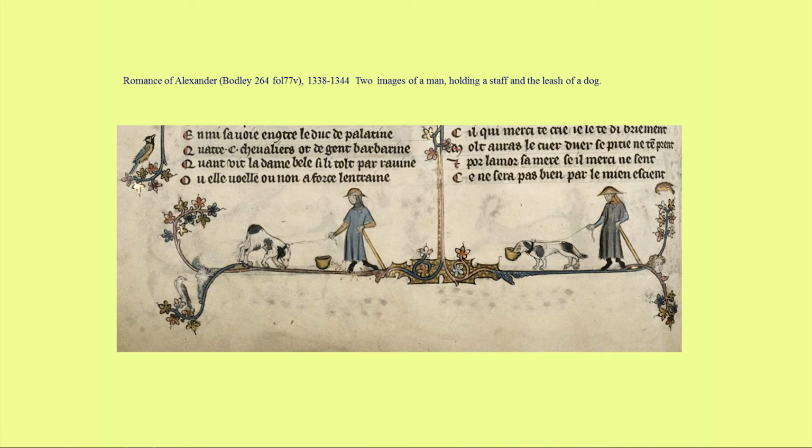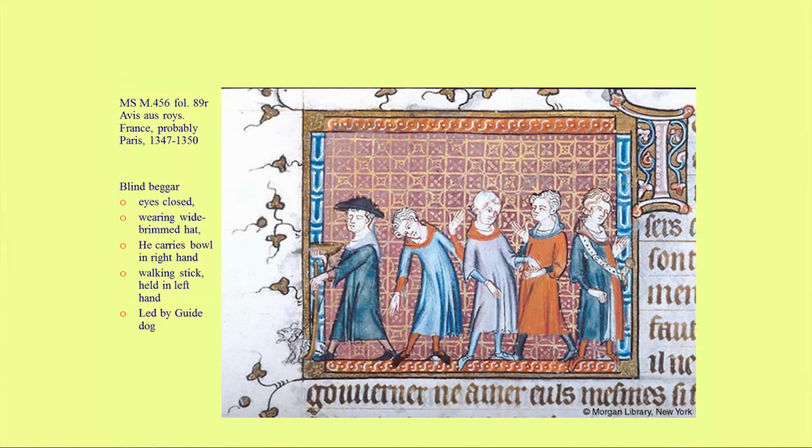Here's the dog, not doing very much, and here he is carrying the beggar's bowl for him as he sets off on his journey. We've seen that before. We can see again here with his begging bowl, the broad brim hat. No one else has a broad brim hat.